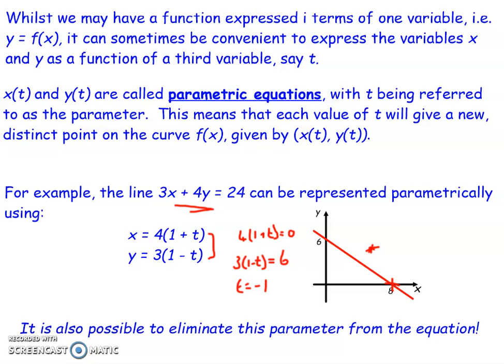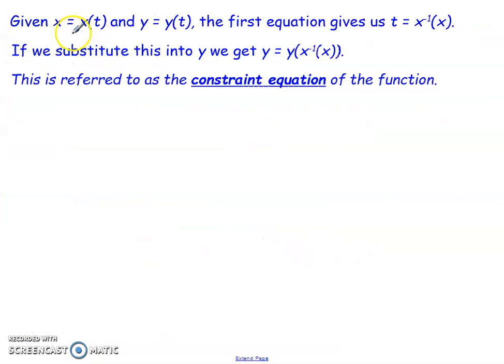However, it is also possible for us to eliminate this parameter from the equation, and occasionally that can be useful because it gives us an idea of what we are representing within the system. So let's imagine I'm given x equals x of t and y equals y of t, so they're both dependent on this parameter t. If I was to take this first equation and rearrange to get t equals x to the minus 1 of x, i.e. the inverse of x, and substitute it into this equation here, we would get y equals y of the inverse of x. This is what's referred to as the constraint equation of the function, and it represents the overall system within which we lie.